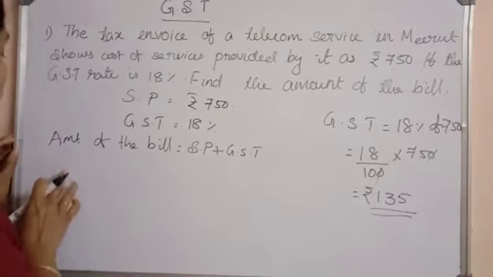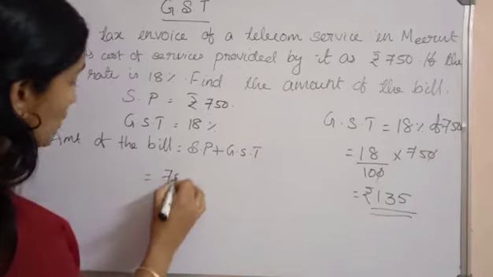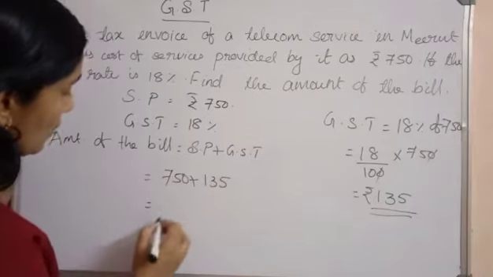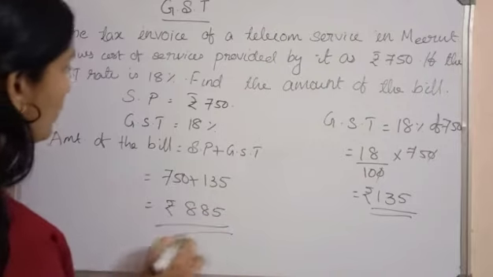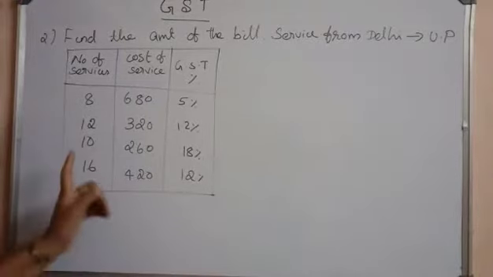Now we can calculate the amount of the bill as rupees 750 plus rupees 135, and that's equal to rupees 885. This is the amount of the bill. Look at the next question.